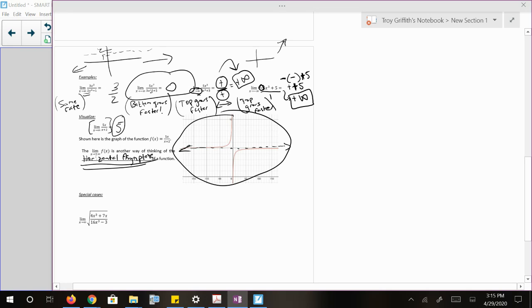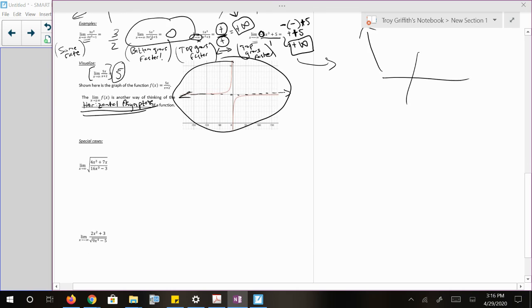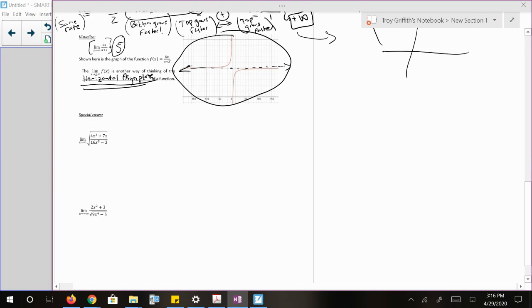Okay. So that's what some of this, another way of thinking about these is, it's really just asking what's happening as we go way to the left and way to the right. If it's approaching a finite number, like 0 or something where you can divide the coefficients, then what that would look like is just a horizontal asymptote. Okay. All right, a couple more examples here.